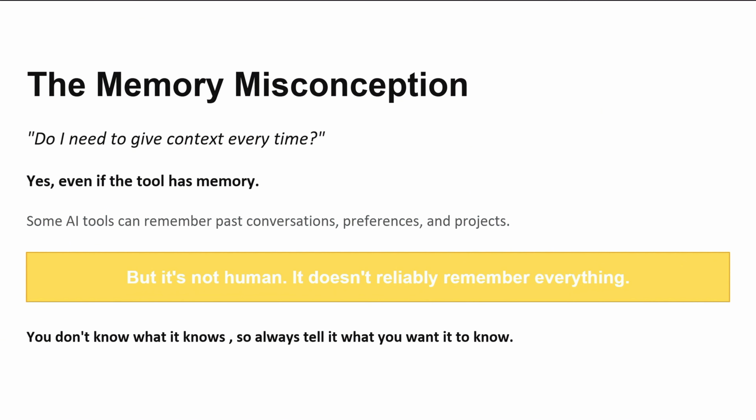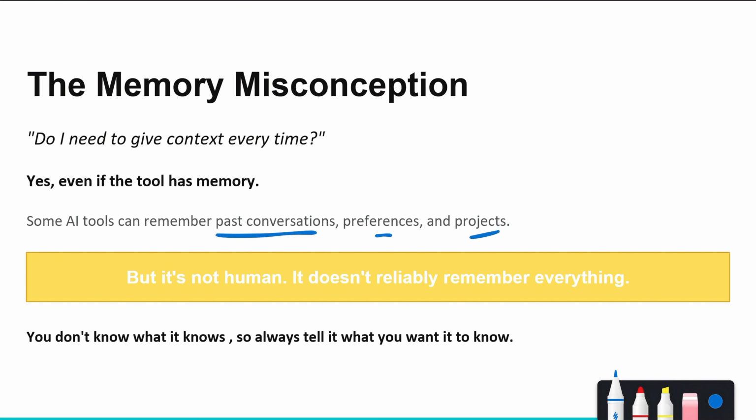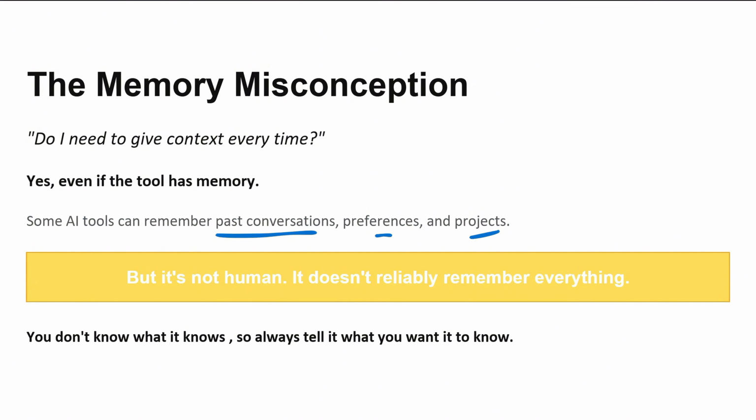Now you might be thinking, do I need to give context every time? Because yes, most AI tools nowadays have memory. They remember your past conversations, your preferences, and your projects. But here's the thing, they are not human. They don't reliably remember everything. So you should never assume AI knows what you mean. Always give it what it needs. You don't know what it knows, so always tell it what you want it to know.